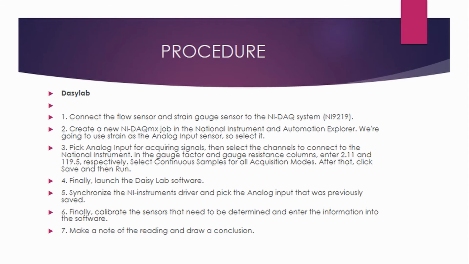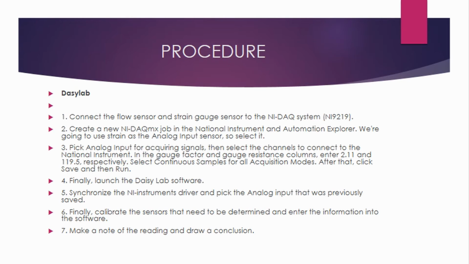Then we go for the DaisyLab. For the DaisyLab, the first thing we need to connect the flow sensor to the strain gauge sensor in the NI DAQ system. Then we need to create a new NI DAQ job in the National Instruments Automation Explorer, where we are going to use strain as the analog input sensor. Then pick analog input for acquiring signals.